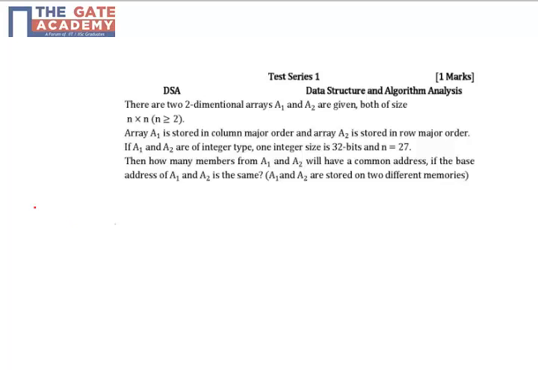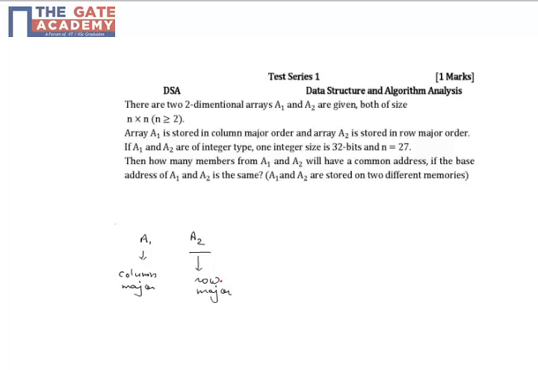This question is based on a 2D array, which you can understand in terms of a matrix. In the question they have given two arrays, and both are square matrices, n by n. So a1 and a2 are the two arrays. Now they have said that the two arrays are stored in two different kinds of storing positions. A1 is stored in column major order, and a2 is stored in row major order.